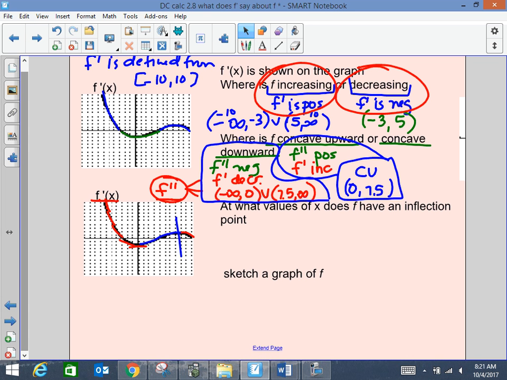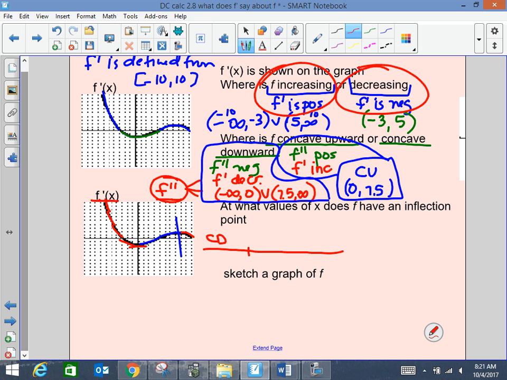All right, at what values of x does f have an inflection point? Okay, here's the concavity. I'm just going to write a little number line. We started with concave down. At 0, we switched to concave up. At 7.5, we switched again to, wait.